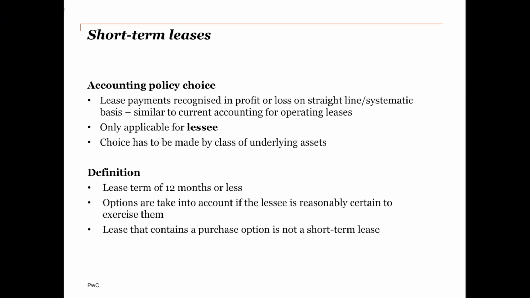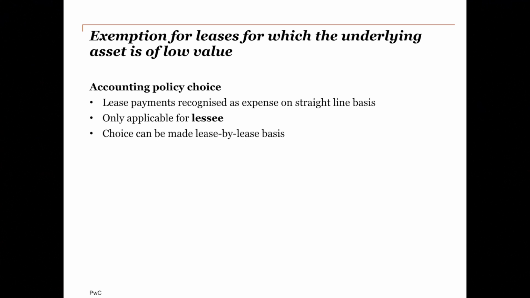The second important recognition exemption is for leases of low-value assets. If the underlying asset is of low value, a lessee can decide to recognise the lease payments as an expense on a straight-line basis instead of recognising a right-of-use asset and lease liability. Again, the exemption is only available for lessees. However, this time the choice can be made on a lease-by-lease basis.